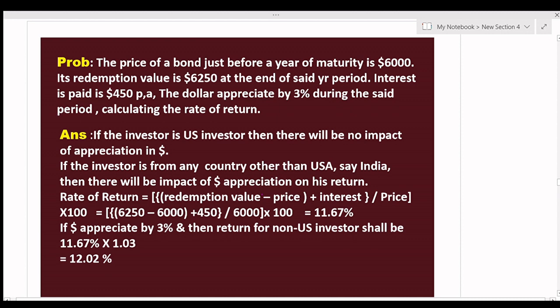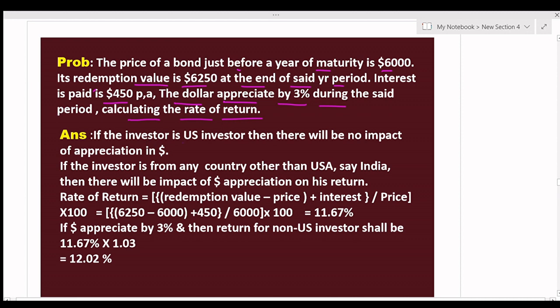Next problem: the price of a bond just before a year of maturity is $6,000. Its redemption value is $6,250 at the end of said year period. Interest paid is $450 per annum. The dollar appreciated by 3% during the said period. Calculate the rate of return.